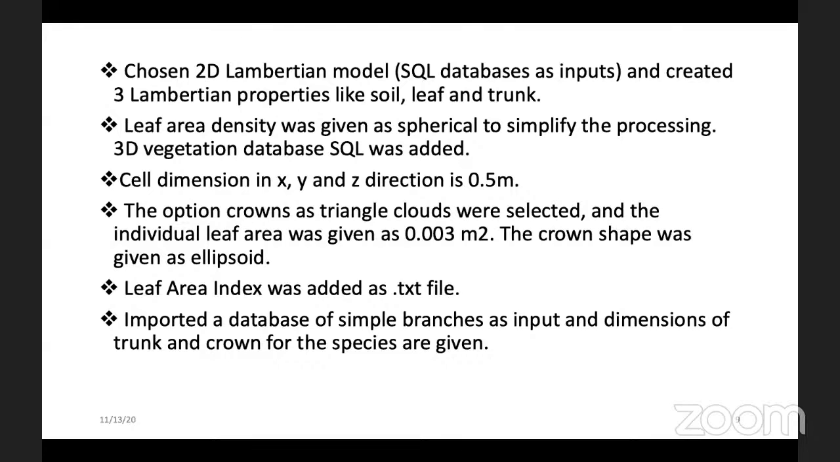0.5 meters. Earlier I told 0.5 centimeter. I'm sorry about that. Cell dimension was selected as 0.5 meters. And the crown option is an option while creating the mock forest. Crowns as triangle clouds were selected, and the individual leaf area was given as 0.003 meter square. So all the leaves of all the species will have a leaf area of 0.003 meter square.